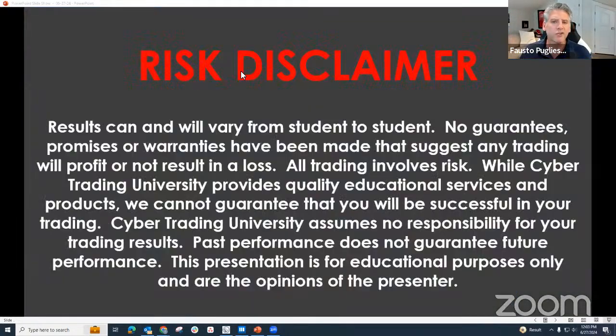So before I get started, just a quick little disclaimer. I am not going to make any promises or guarantees that this is going to make you a professional, successful trader. Listen, our students vary from student to student. There is a very high risk in trading, so please be very wise before you go out there and trade in today's markets. All right.